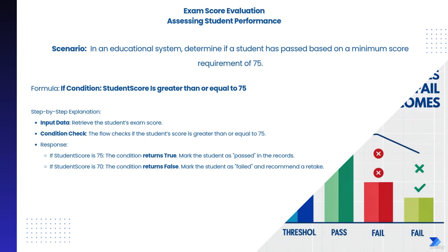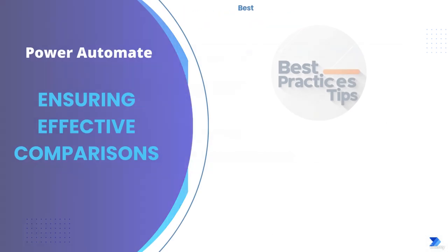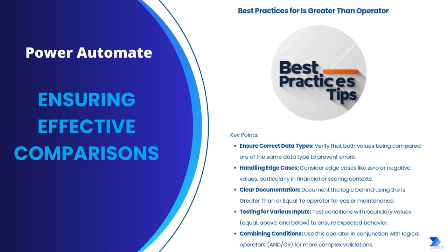Step-by-step explanation. Input data: retrieve the student's exam score. Condition check: the flow checks if the student's score is greater than or equal to 75. Response: if the student's score is 75, the condition returns true. Mark the student as passed in the records. If the student's score is 70, the condition returns false. Mark the student as failed and recommend a retake.